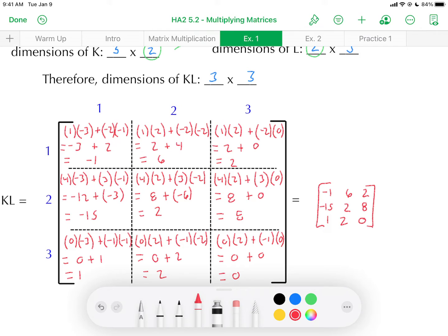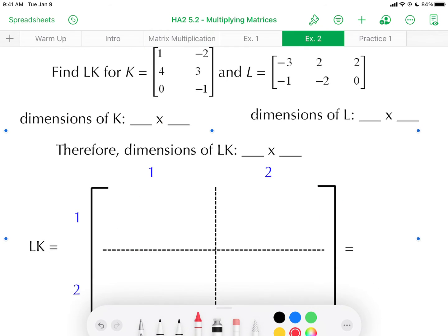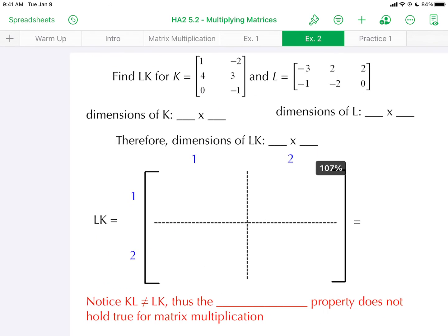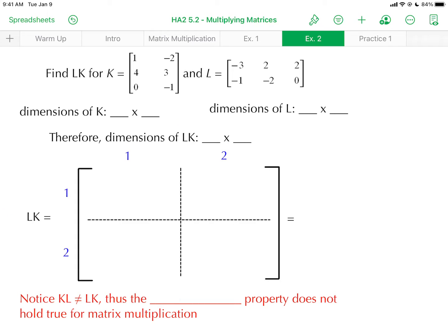Any questions on the process? Okay, go to example 2. All right, now I'm using the same two matrices, K and L, but this time I want to find matrix LK. So what we want to see here is whether or not this result is going to be the same as what we just found, right? And we'll see very quickly whether it is or not.